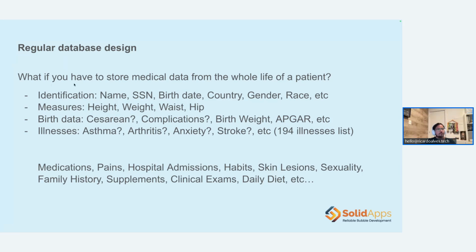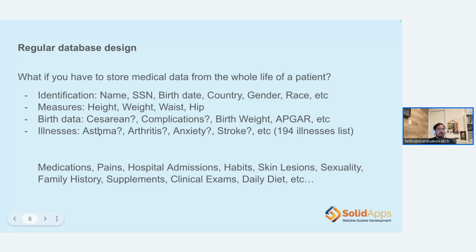But what if you have to store medical data from the whole life of a patient? You need to store data about their identification as name, SSN, birthday, country, gender, race, and other measures: height, weight, waist, hip, whether they were born by cesarean section, whether they had complications at birth, what the birth weight was, what the Apgar was.